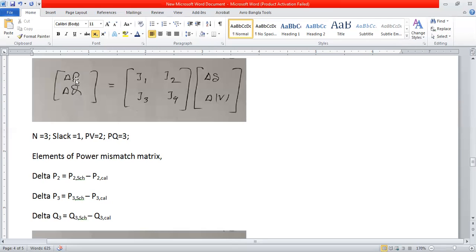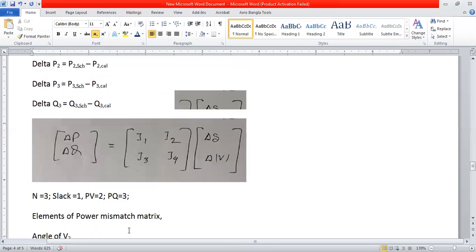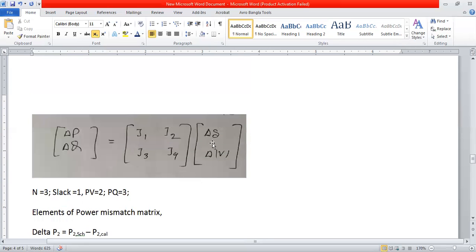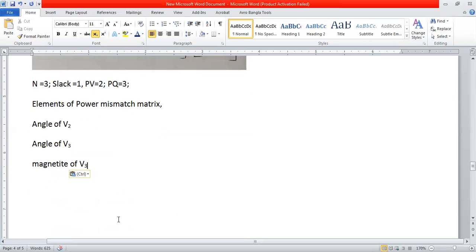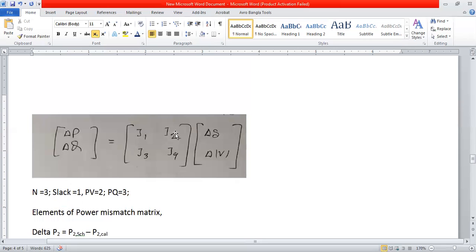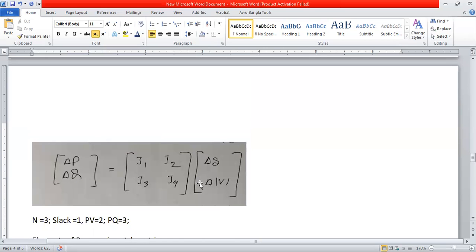So at first here this is del P2. We take the partial derivative of del P2, the first element by the angle of V2, that is delta 2. Next, the second term is the partial derivative of del P2 by delta 3, that is the angle of V3. And finally, del P2 partially differentiated by the magnitude of V3, that is mod of V3. So this is how we formulate the first row of the Jacobian matrix, and the second row and third row go on similarly.